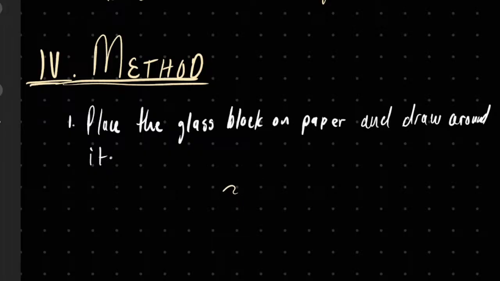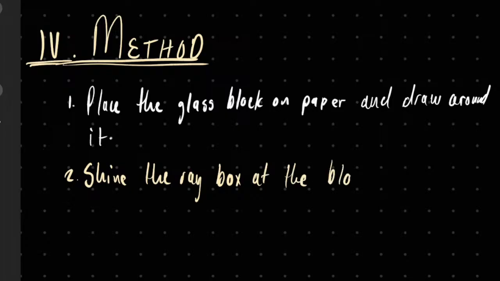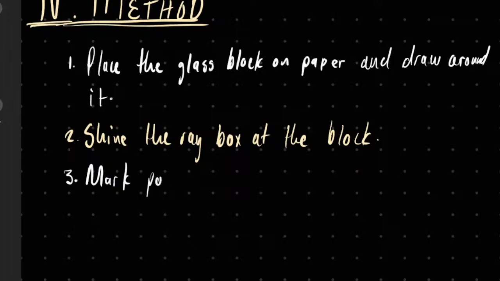Let's put the steps first, then I'll put the diagram. Number 2, you shine the ray box at the glass block. Your ray is now going to that glass block. Then number 3, you are going to mark points, just put an X, on the following.